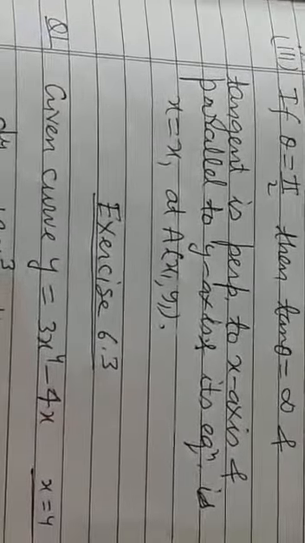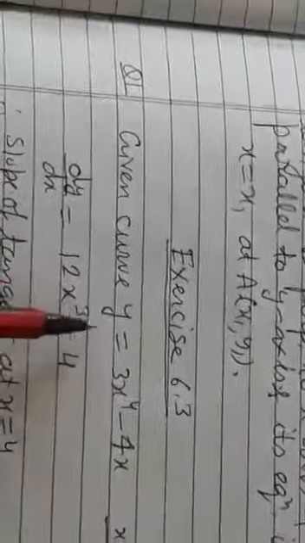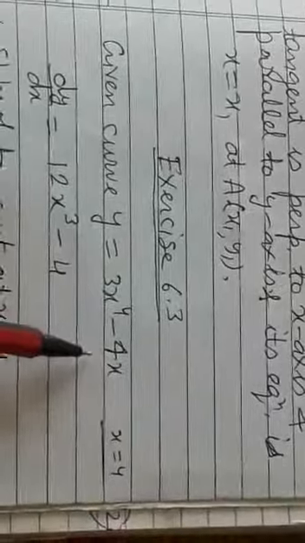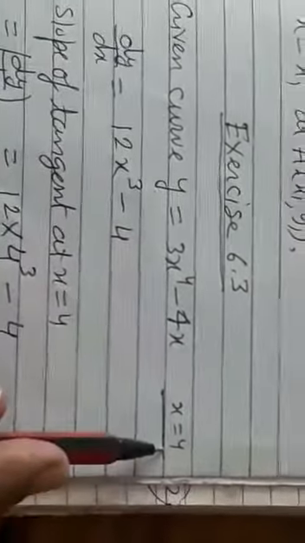Now we will try to explain the same fact by taking a few examples. So I am going to take a few questions of exercise 6.3. The given curve is y is equal to 3x^4 minus 4x, and we have to get the slope at x is equal to 4.